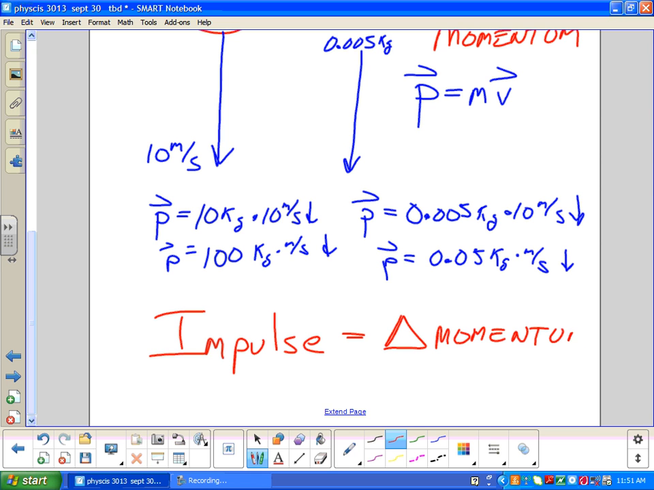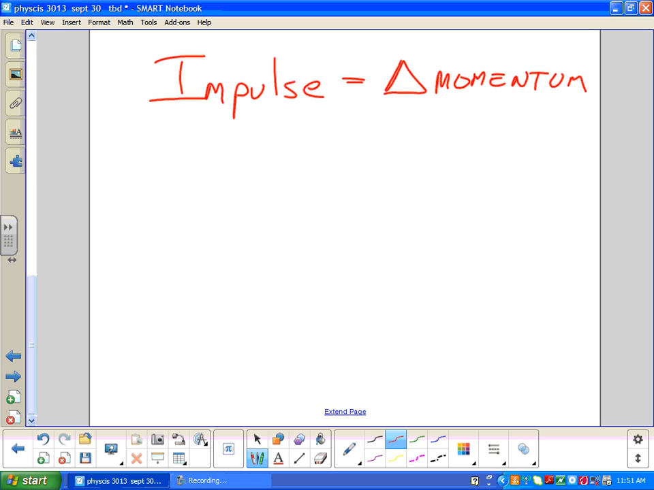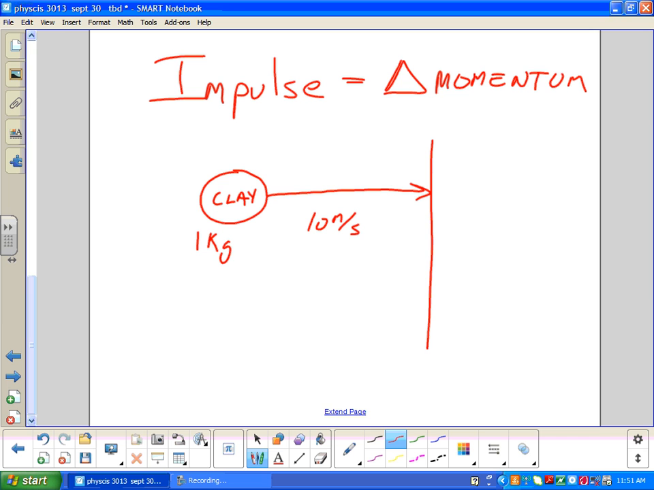So let's talk about that clay. We're going to slap a 1 kilogram piece of clay that was traveling 10 meters per second up against the wall, is what it said. Can you picture this problem here? Here's a wall. Here's a lob of clay. We throw it into the wall. That's the initial condition, right? What's it going to look like after it hits the wall? Do you guys agree it'll look something like this?